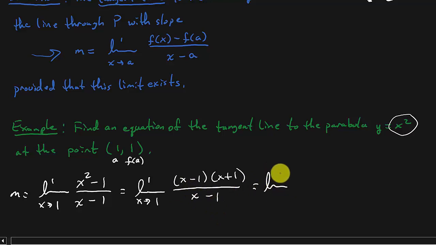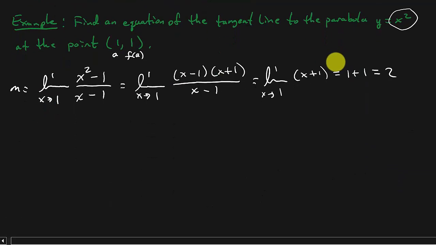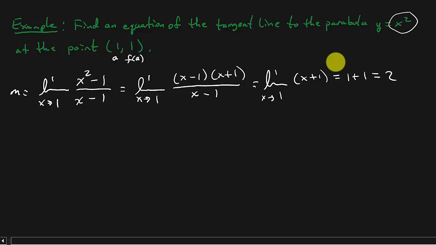So this is the limit as x goes to 1, and the x minus 1's cancel, so we're left with x plus 1. So this is 1 plus 1, which is 2. So there's our slope of the line. That's the slope of our tangent line.